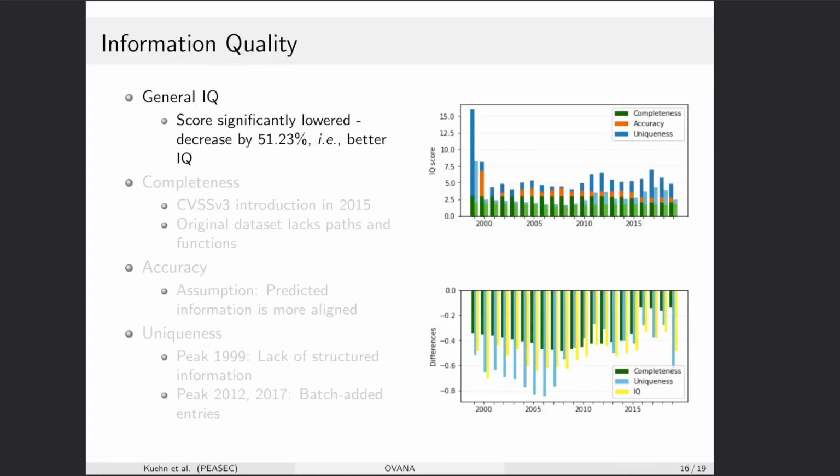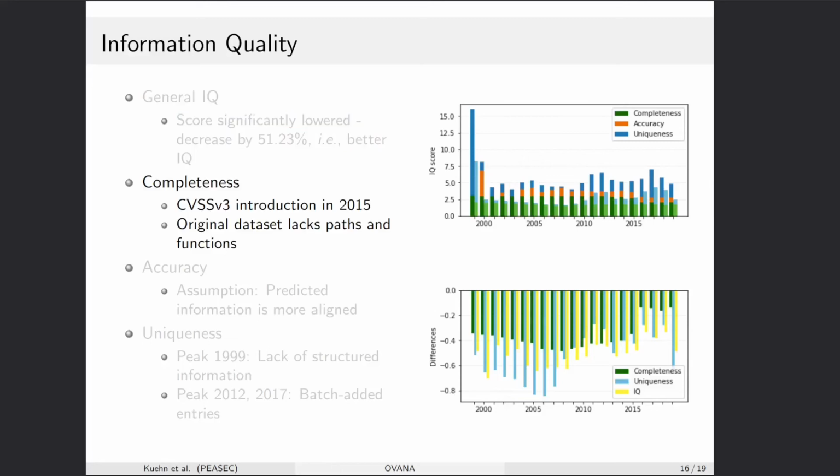For the information quality, we improved the overall score by over 51%, which translates to a significantly better information quality. This is also reflected by the graphs on the right. The completeness was reduced by over 30%, and events like the CVSS version 3 introduction are also reflected in the data. On the lower right, we see that the reduction of completeness after 2015 is reduced to a minimum, whereas beforehand it stayed around 40%.